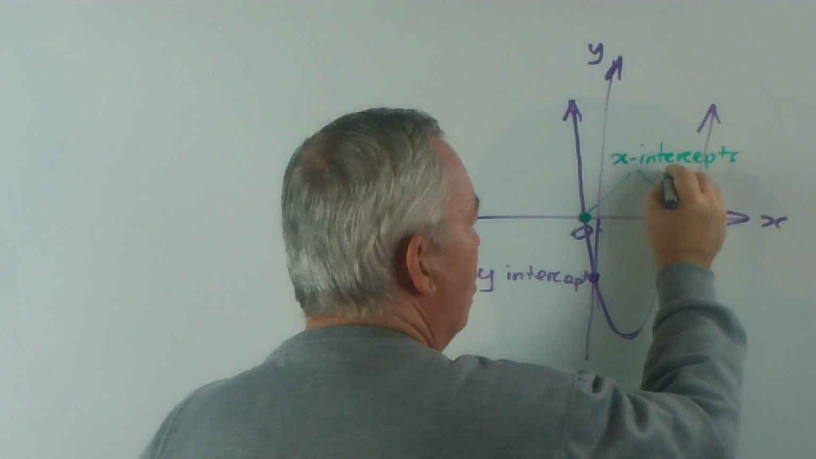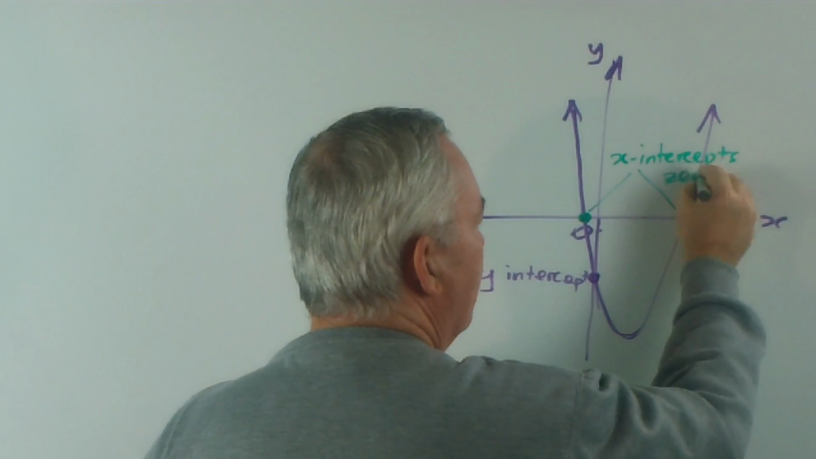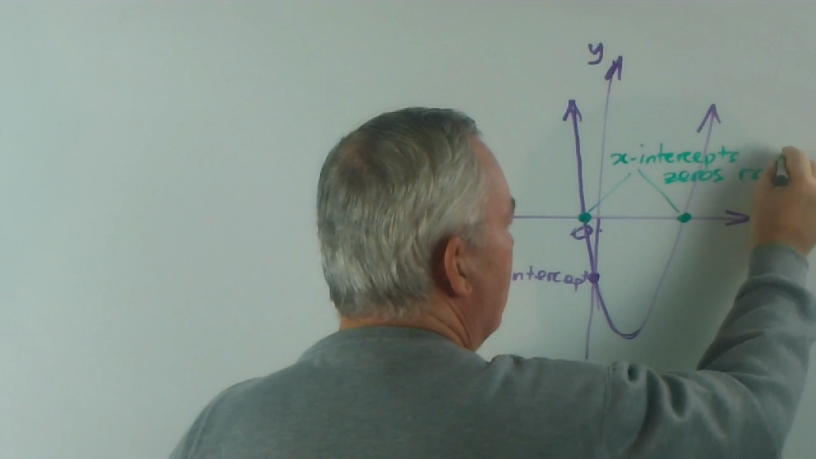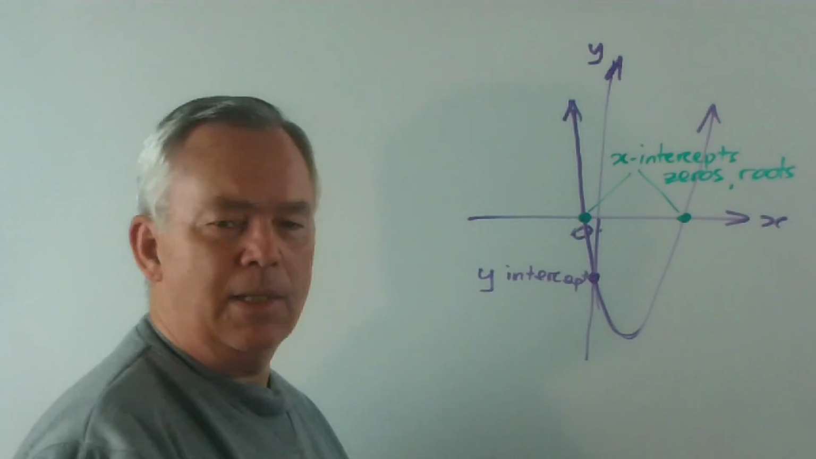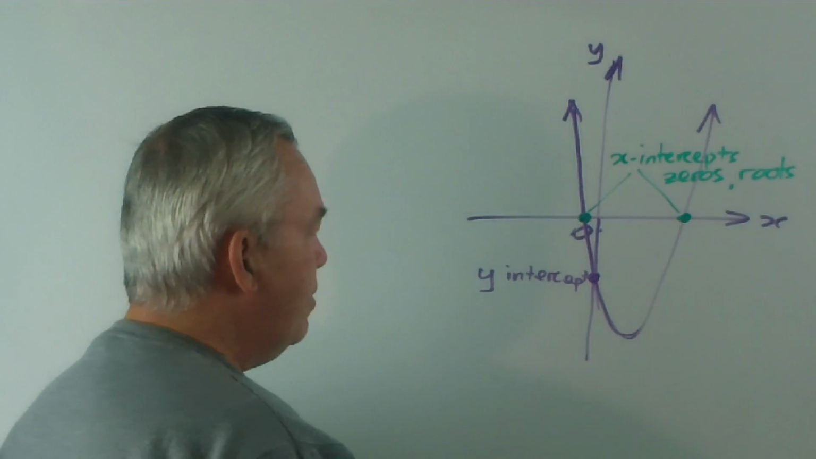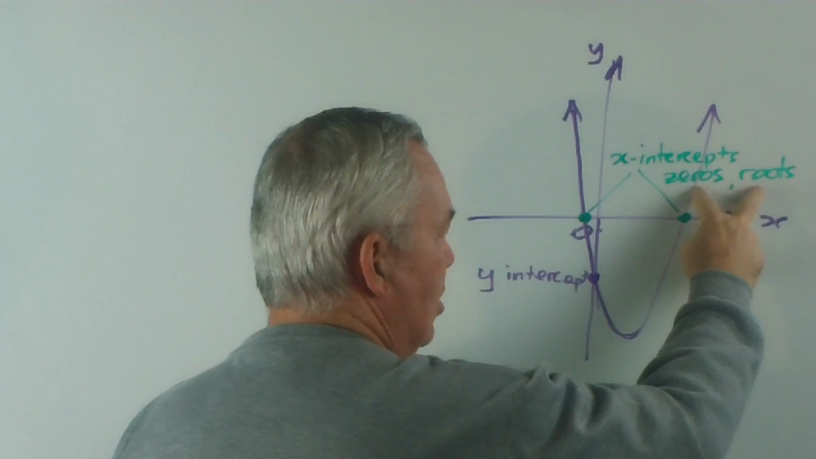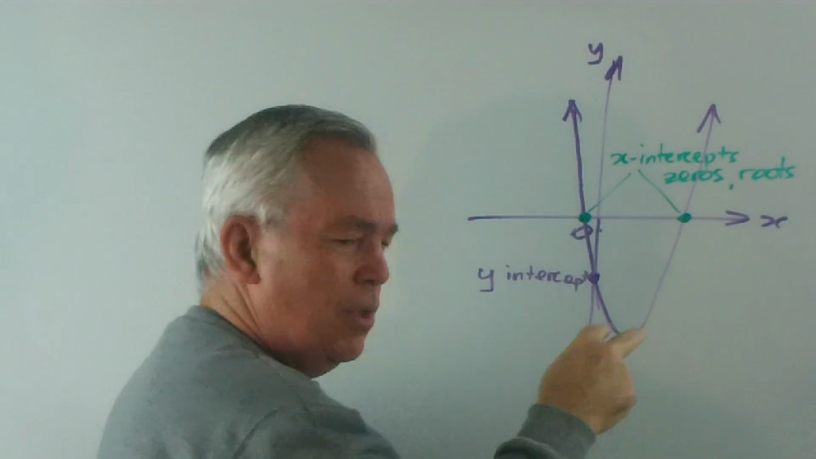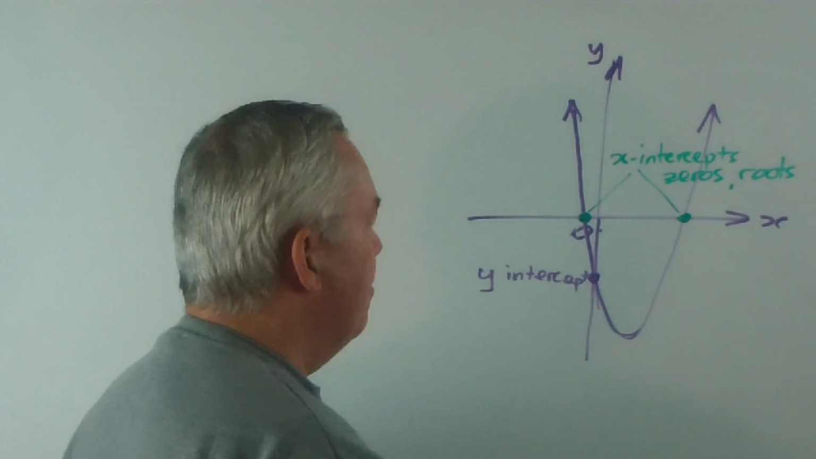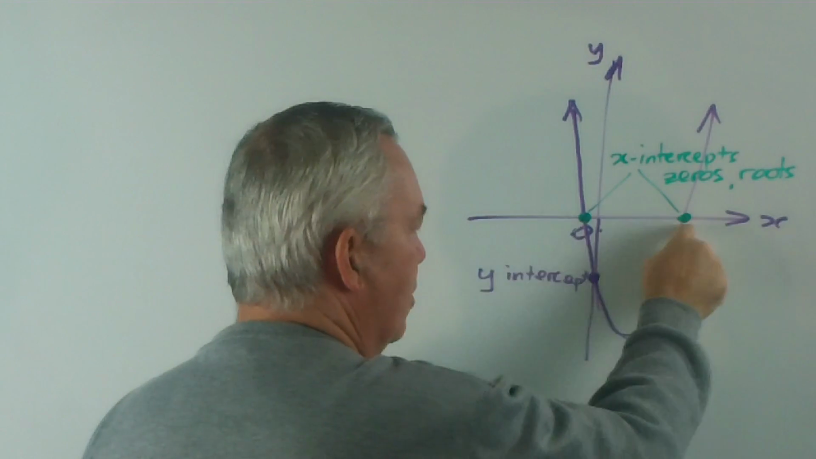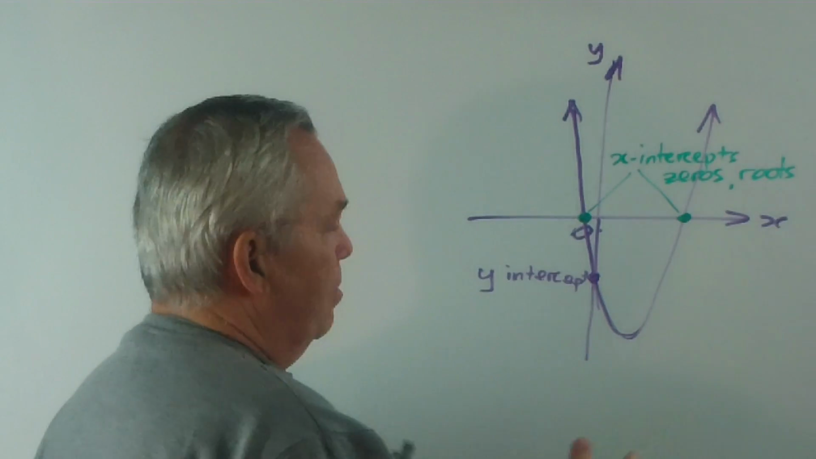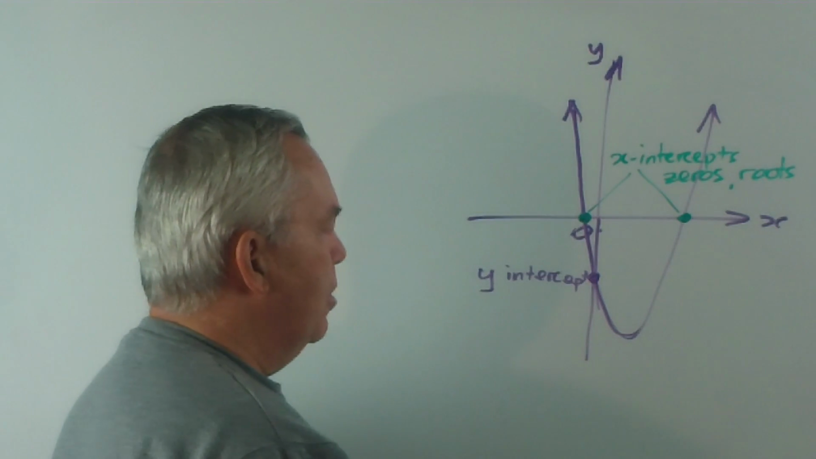They're commonly also called zeros or roots. So you'll find them listed under any of those three names. Specifically, the roots and zeros are roots and zeros of the quadratic equation, whereas the x-intercept refers to the graph itself. But the same terminology is used.